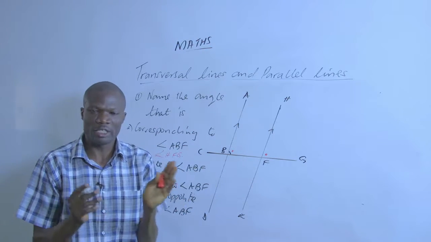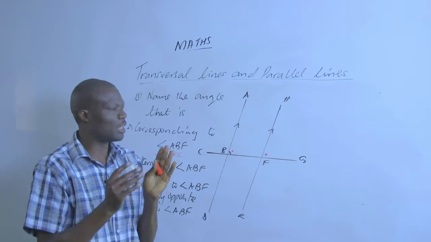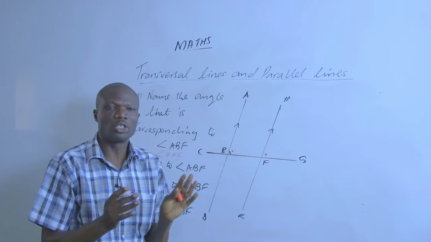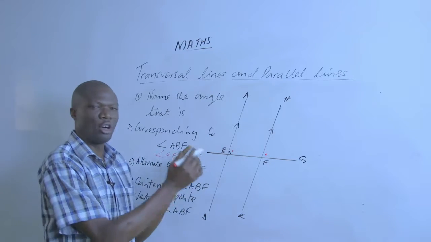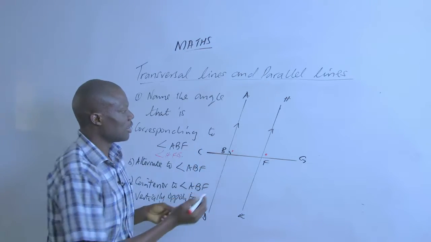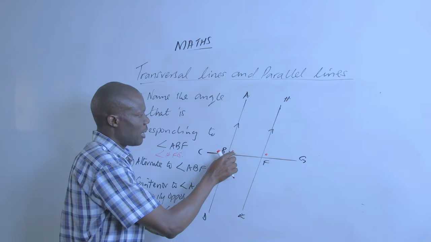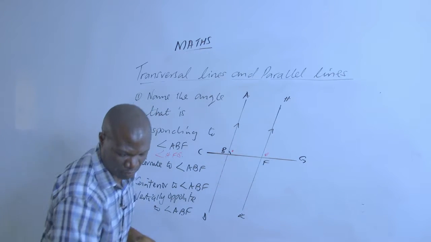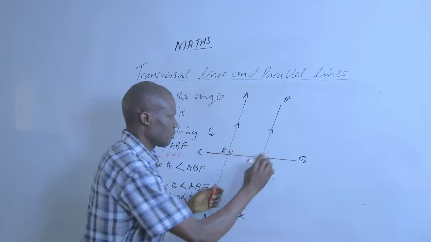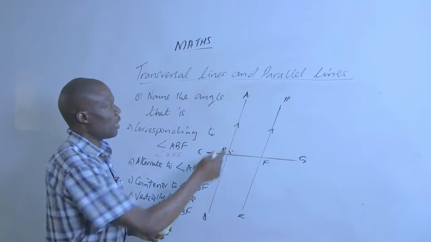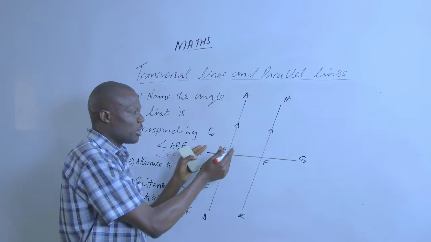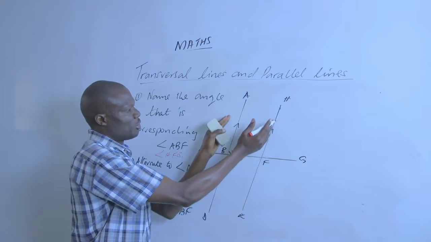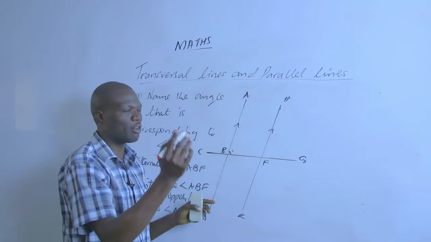ABF. When they say angles are alternating, these two angles should be inside the transversal line and on the opposite sides. If this is the angle we have, the angle that we have is ABF. To find the alternate angle, it should be inside the two lines, but on the opposite side of the transversal line.